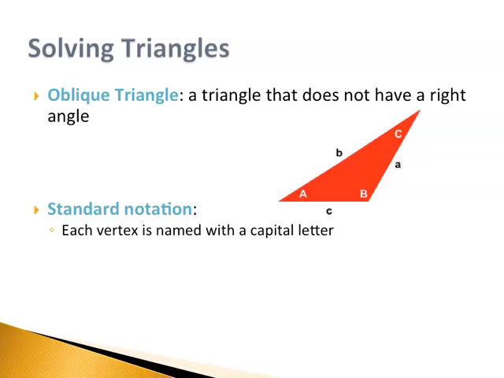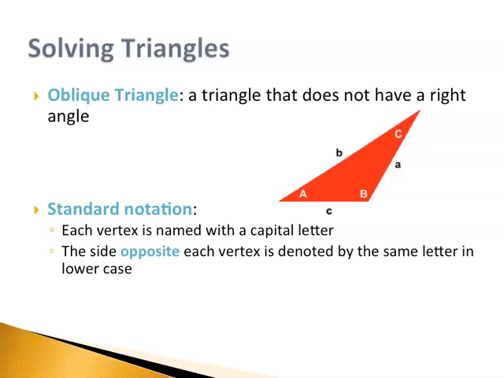Now, the sides, you'll notice, are all lowercase letters, but it's not random how the sides are labeled. The side that's opposite each vertex is denoted with the same letter. So across from angle A, you see side a. Across from angle B, you see side b. And across from angle C, you see side c. So the side opposite each vertex is denoted by the same letter, but using a lowercase.